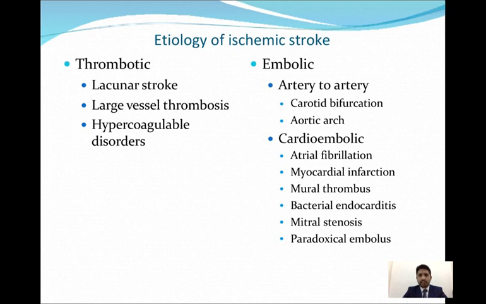But because of atrial septal defect or ventricular septal defect, this comes into the left-sided circulation and can reach the brain. This is called paradoxical embolus. And then there is artery to artery emboli, like at the carotid bifurcation or aortic arch.